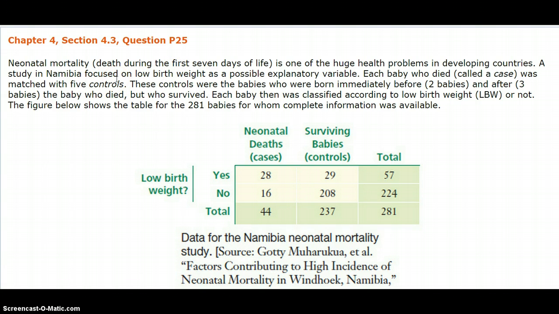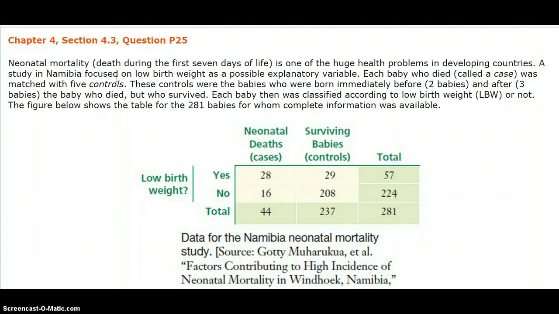First of all, what is going on here? We have a situation where we want to look at a cause and effect. And as you've read, the best way to do that is through a true experiment. However, this would mean randomly assigning babies to low birth weight in this case, which wouldn't even really make sense. It's not something that we could really do, or if we could, we certainly wouldn't want to. That would be very unethical.